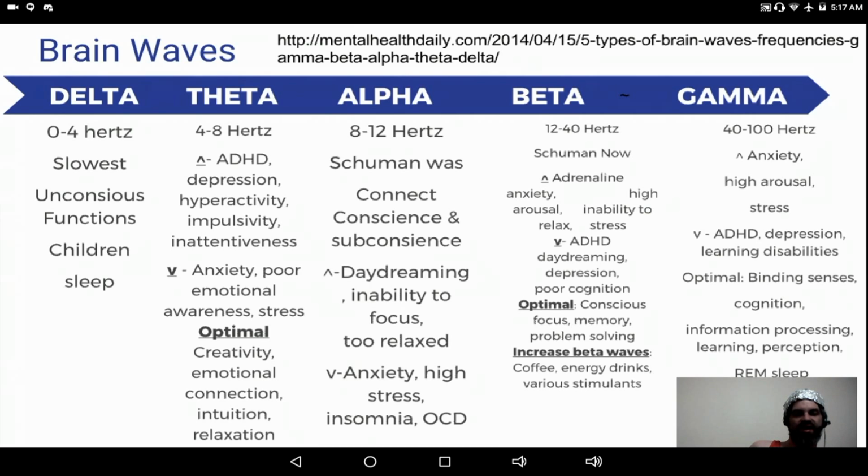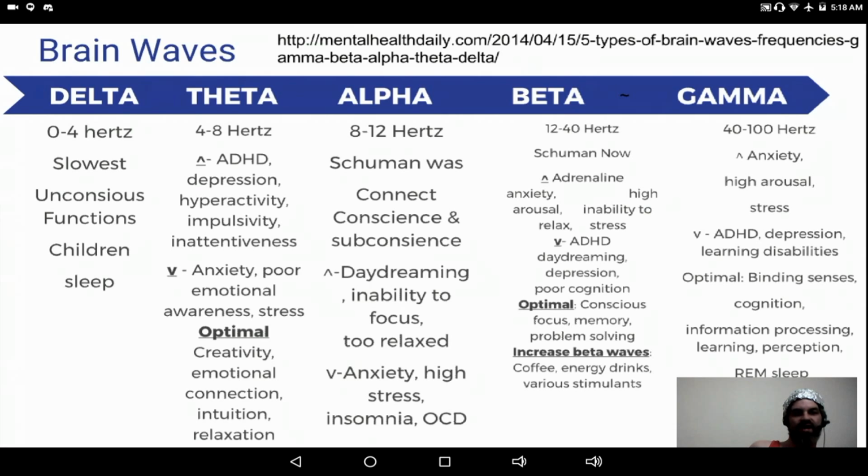The adrenaline would be higher with increased beta waves. We would have higher anxiety, higher arousal, inability to relax, and higher stress, as opposed to lower theta waves, which would have such side effects as ADHD, daydreaming, depression, and poor cognition. Optimal beta waves would be responsible for conscious focus, memory, and problem solving. Things to increase beta waves would be something like coffee, energy drinks, or even various stimulants.